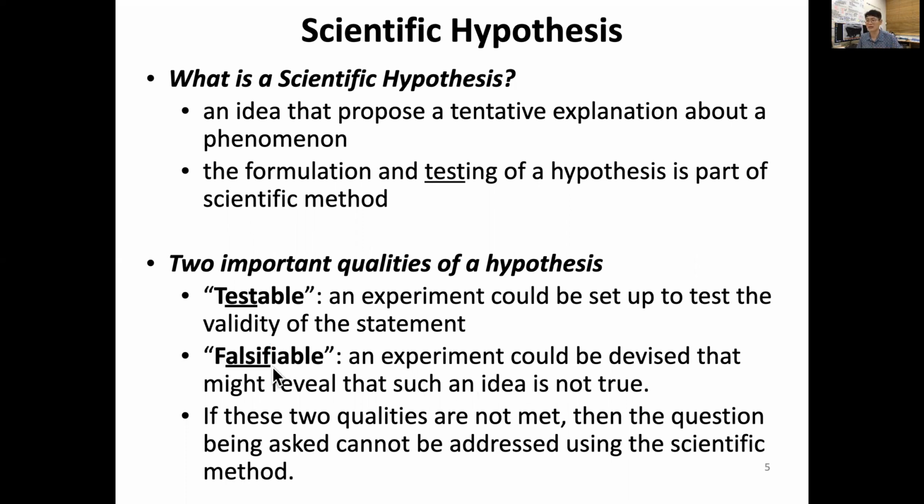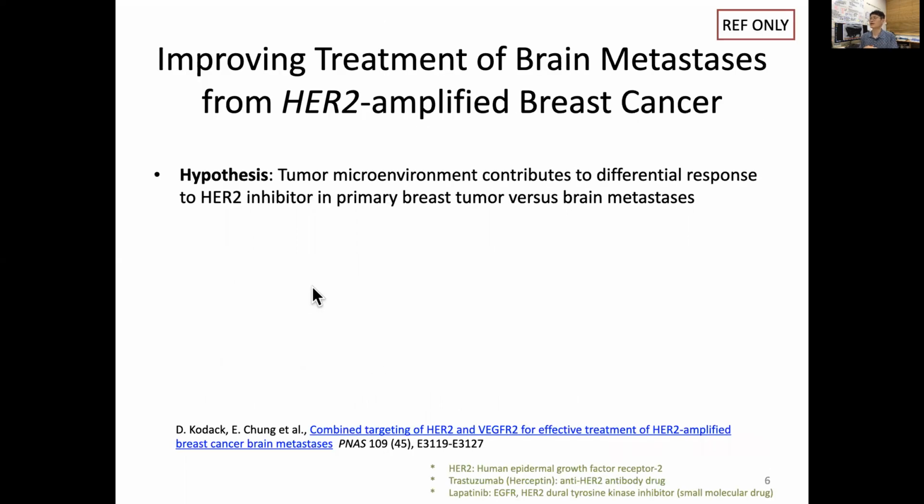So this aspect is called falsifiable. These two qualities should be met. Otherwise, we are not talking about the scientific method. So I want to give an example of my own, in fact, from my previous work. Let me explain.